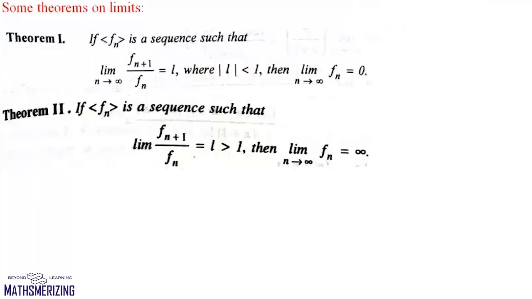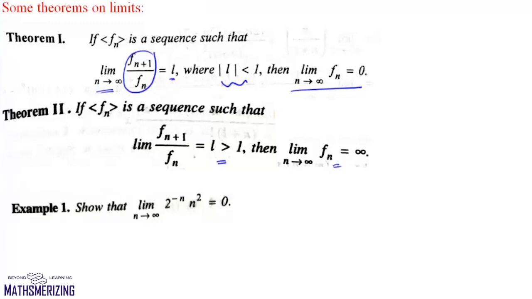Now there are some theorems which you can use while solving some limits. It says if f_n is a sequence such that limit n tends to infinity of f_{n+1} upon f_n is equal to L, where mod L is less than 1, then limit n tends to infinity f_n will be 0. And if this L is greater than 1, then in that case f_n diverges to infinity. Now let us take up an example.